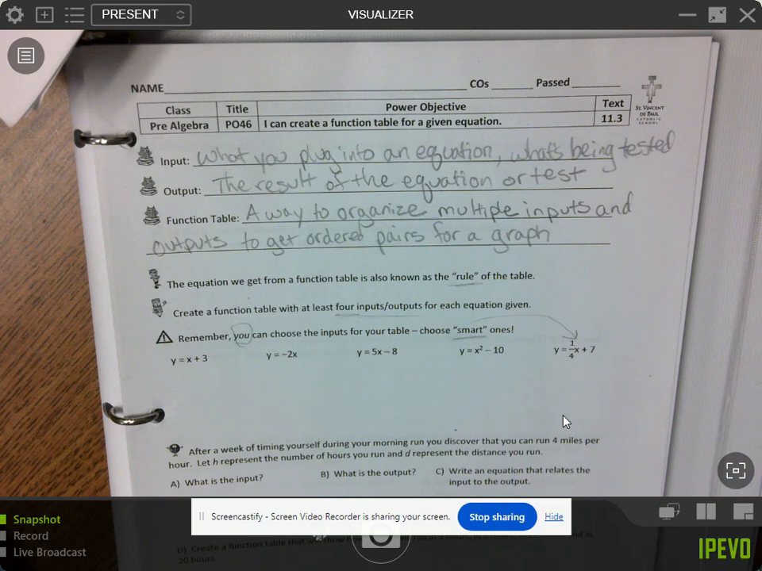What's easiest to work with, Henry? What kind of numbers? Fractions or whole numbers? Whole numbers. Whole numbers are a lot easier, right?